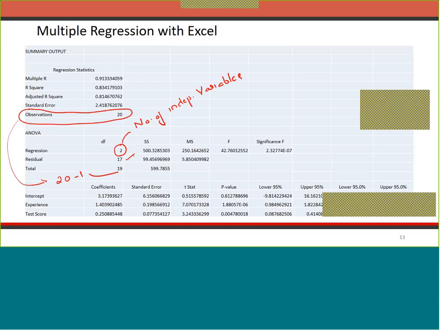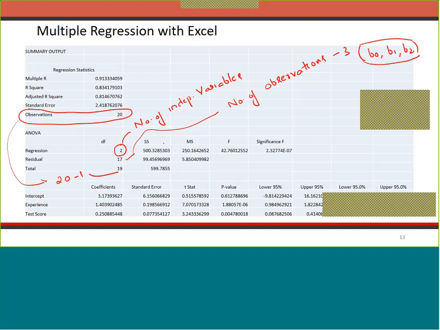But this can also be interpreted like this. How do you interpret? It is 20, the number of observations, minus 3. Why 3? Because of B0, B1 and B2. For this reason only we are subtracting 3. So like that you interpreted this.